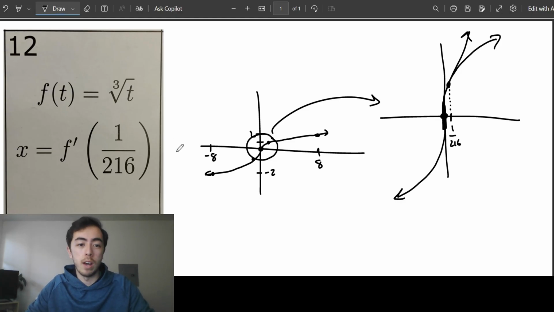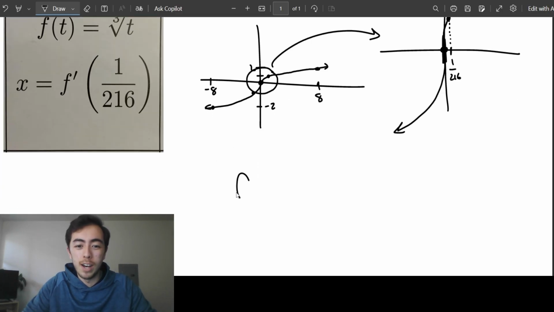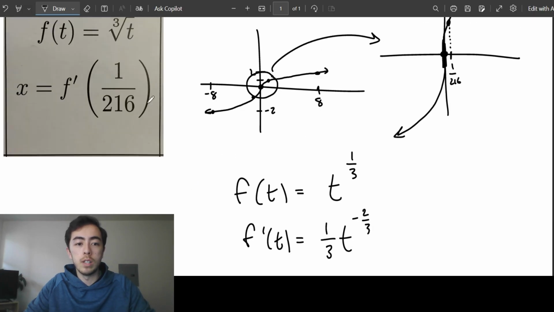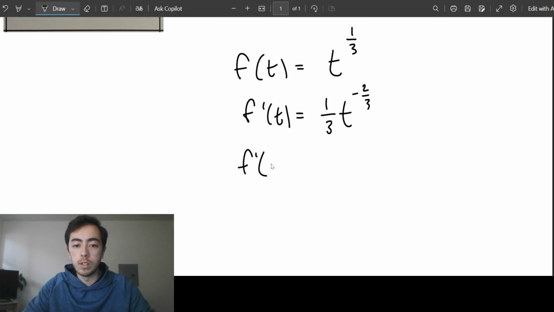To find the actual value of the derivative, well, we need to take the derivative of the function. I'm going to rename f of t using an exponent. Instead of the cube root of t, I'm going to use t to the power of 1/3. And now I'm set up to just use the power rule here, f prime of t. So we drop this power as a coefficient, and then we subtract 1 from this power. So now it's negative 2/3. And then now all I need to do is plug in 1 over 216 into my kind of gross negative fractional exponent.